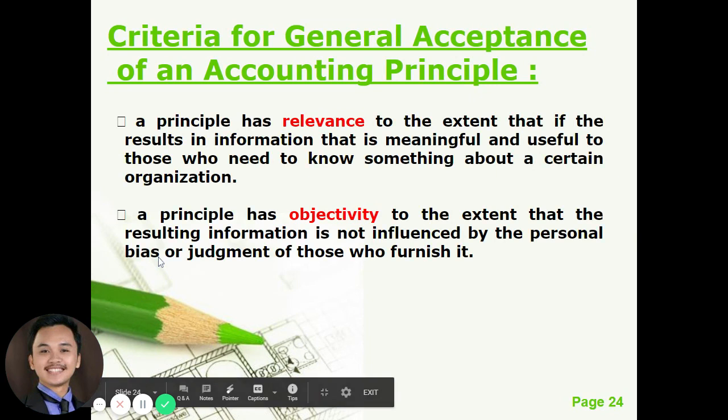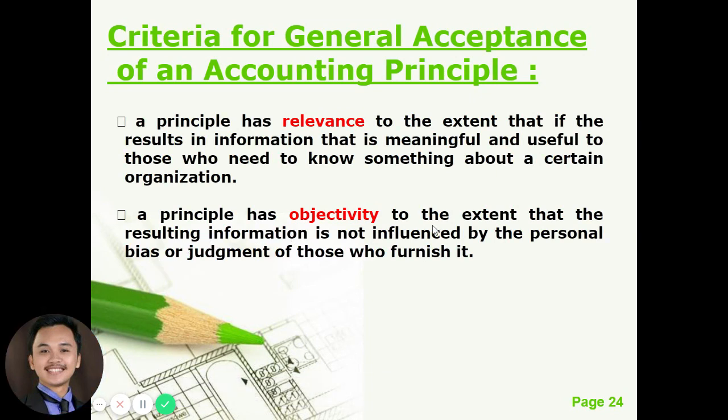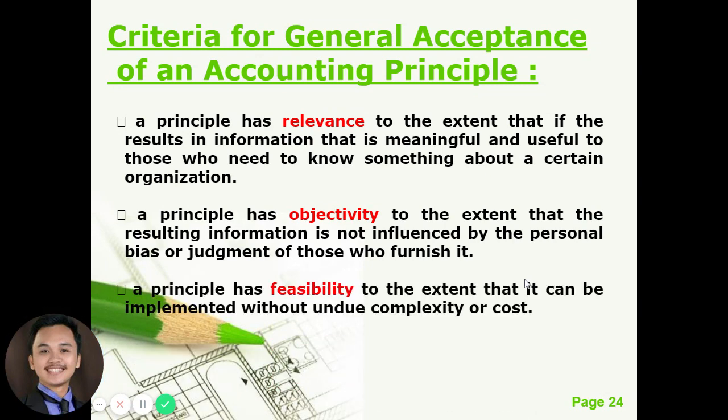Another one is the principle has objectivity. Second, a principle has objectivity to the extent that the resulting information is not influenced by the personal bias or judgment of those who furnish it. So that means if it's really black, it's really black. If it's white, it's really white. So no influence by personal bias or judgment should be observed.